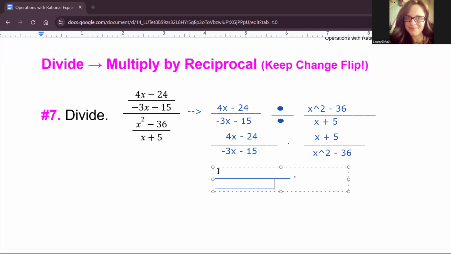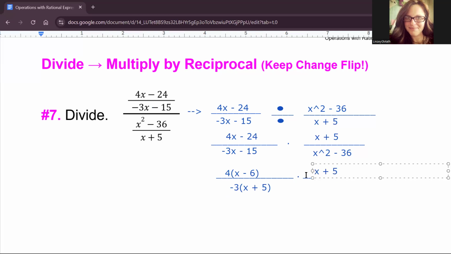Factoring out a greatest common factor. Can't do anything with this one. And then factoring a difference of squares, x plus 6, x minus 6, square root of 36 is 6. Then we can cancel before we multiply. And we can cancel top and bottom or diagonally. So x minus 6 cancels, x plus 5 cancels.